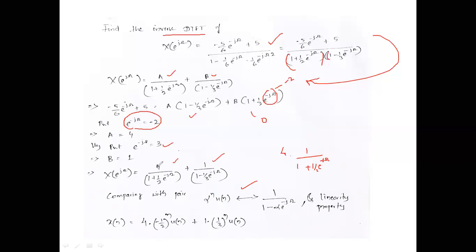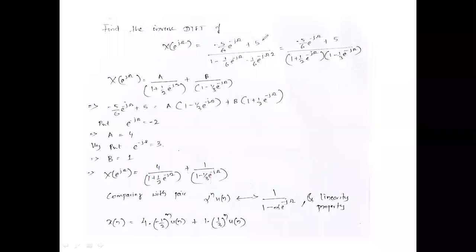A constant is a constant. What is the linearity property? a1 x1 of n plus a2 x2 of n gives you a1 X1 of omega plus a2 X2 of omega. So a constant will remain a constant. 4 will come here, 1 will come here, and addition will still remain addition. Using the standard pair and the comparison, we could get the answer. So what is that? Partial fraction expansion method basically. But what did we use here? We used the ready result, and we also used the linearity property and the superposition theorem to our advantage.